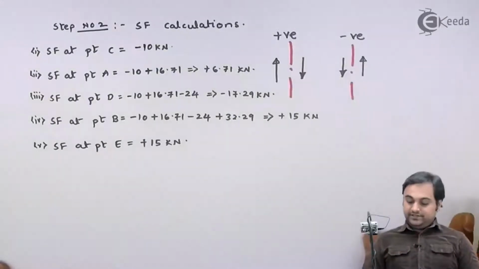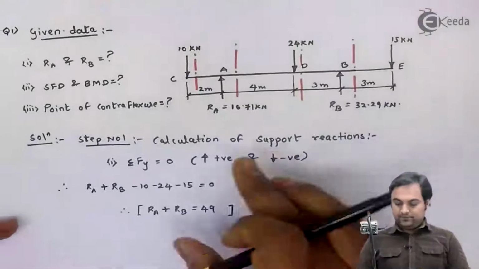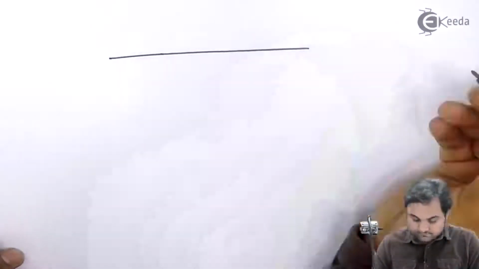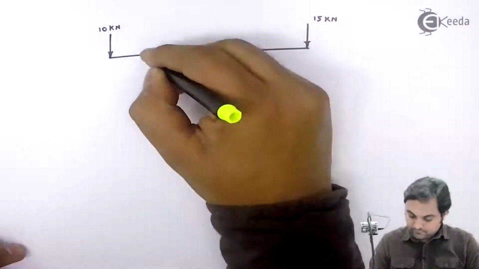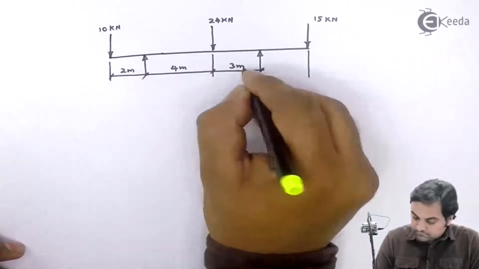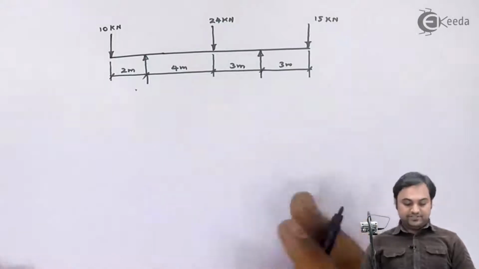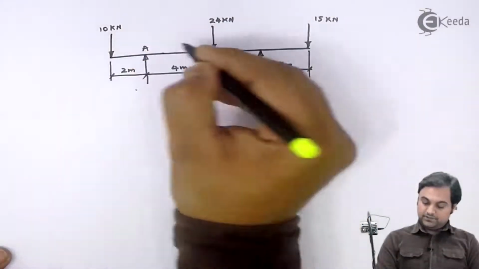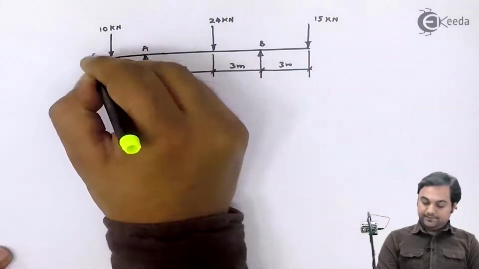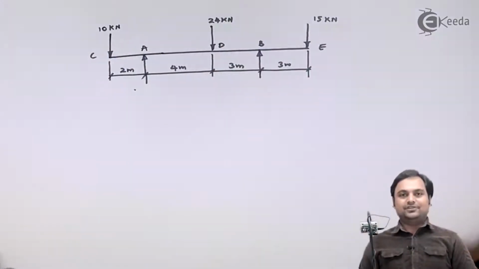I will be drawing the SF diagram. For that, I have to draw the beam once again. So this overhanging beam, I will draw it again. This is the beam which is given, supported at A and B. Now I have to draw the shear force diagram.